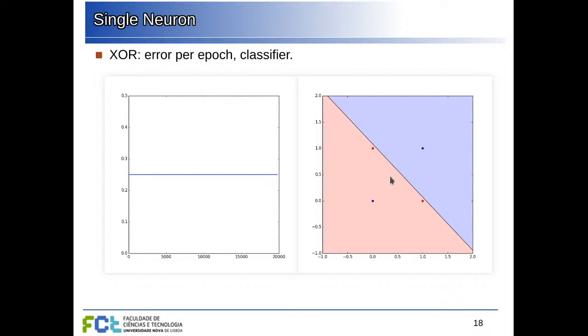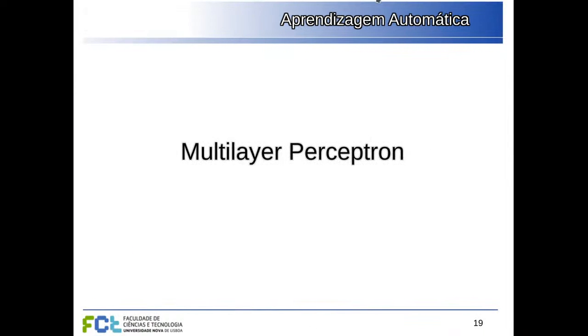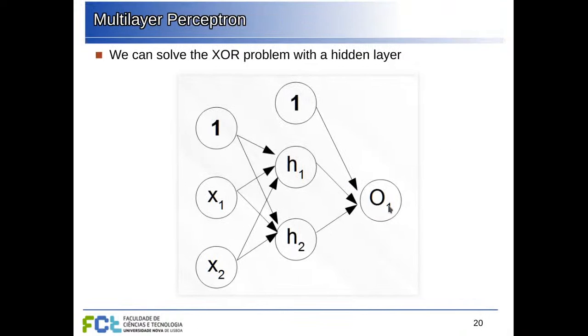It either puts one point in the wrong position there and is very close to the line, or it does even worse in some other directions and so forth. So there's no way a linear classifier can solve this problem. But we can solve this problem with a multi-layer perceptron. So let's build a network like this.